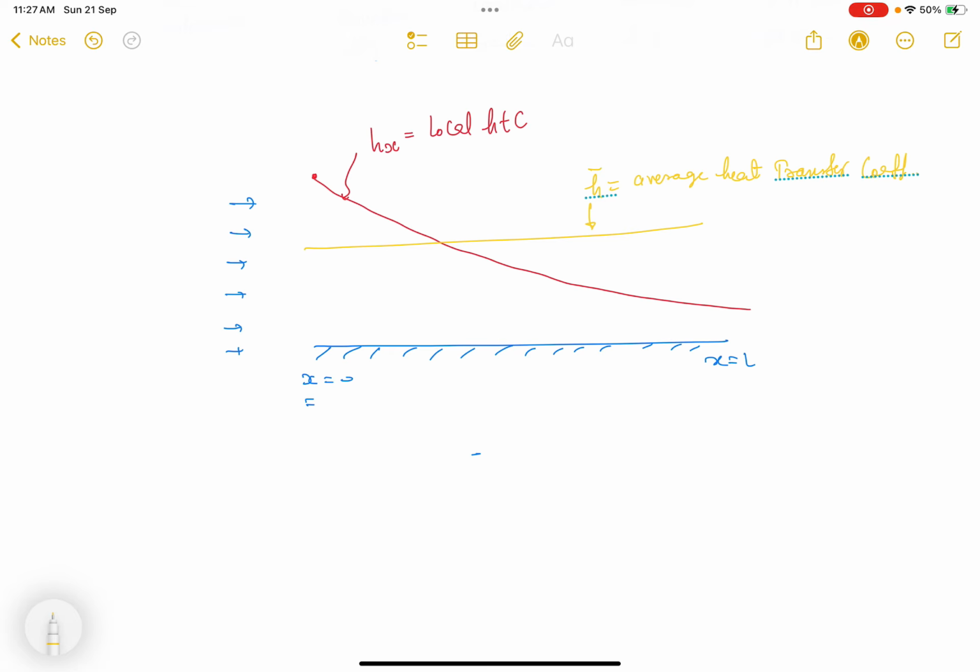So from the next we will start the forced convection in external flows.